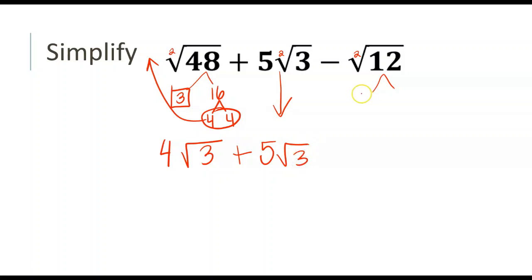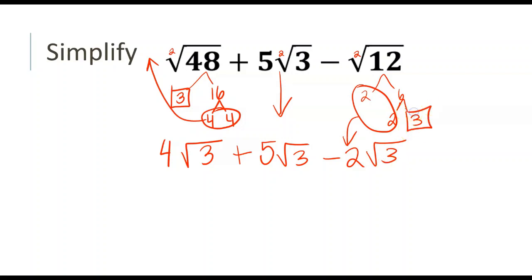And then let's break down 12. 2 and 6. 2 and 3. I have a group of 2's. It gets to break free to the front. But don't forget, that's a minus sign there. So I'm going to write minus 2, and then that 3 is left over, and it stays inside the radical.